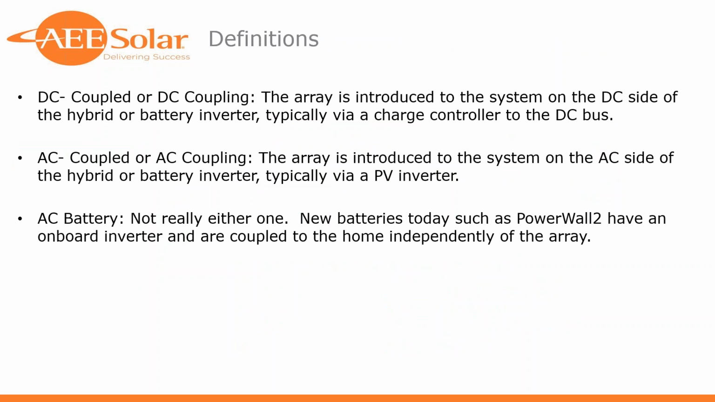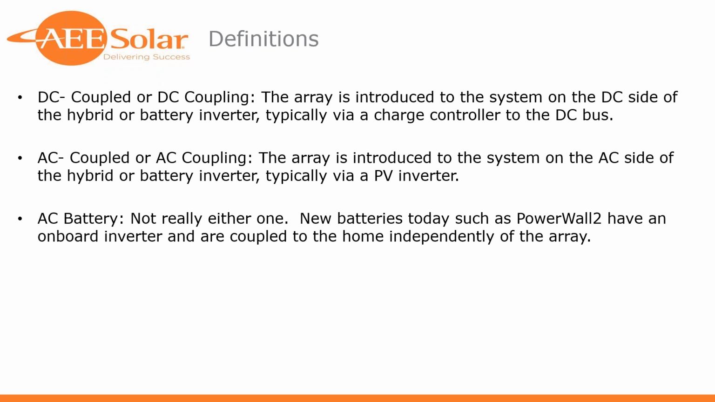So some definitions, and these are sometimes tricky. There's not global standards on how we define DC versus AC coupling. These are my functional descriptions that I use. DC coupled or DC coupling, in my lexicon, that refers to the array being introduced to the system, so the power from the array hitting the system on the DC side of the hybrid or battery inverter.